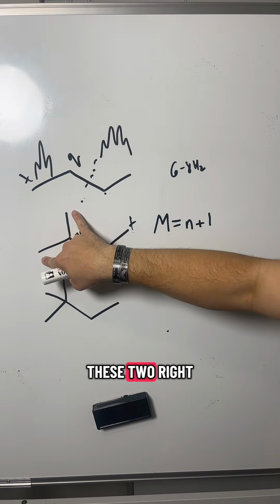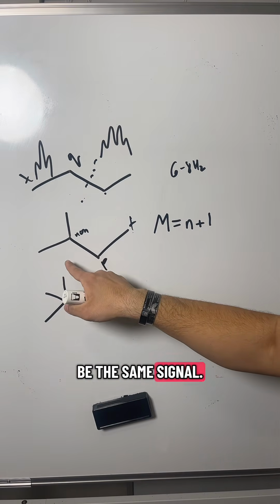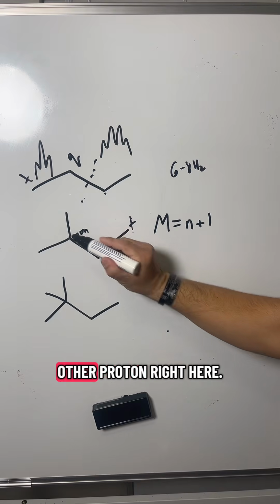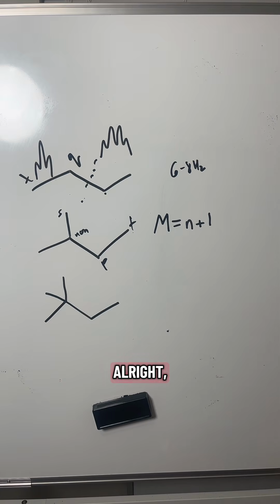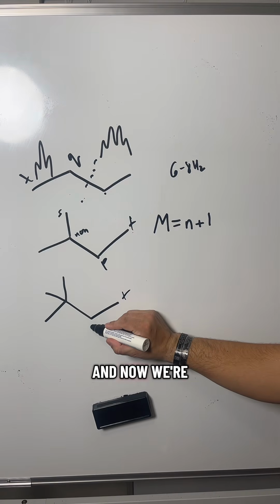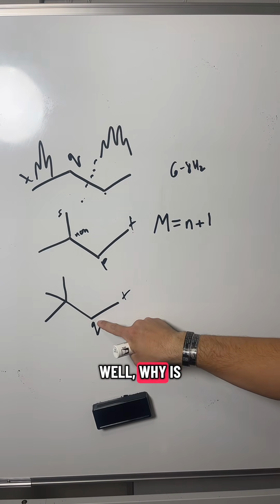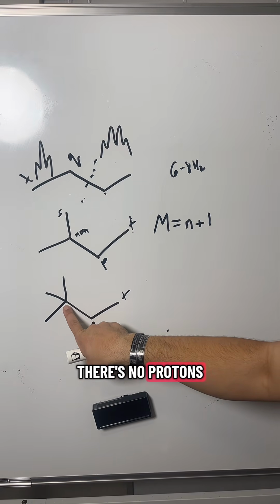Now, these 2 right here, these are identical. So they will be the same signal. However, they only each see 1 other proton right here. So these would be singlets. All right? Now, again, we have our triplet here. And now we're back to a quartet. Well, why is that? Because there's 3 here, but because we have this tert-butyl group, there's no protons there.